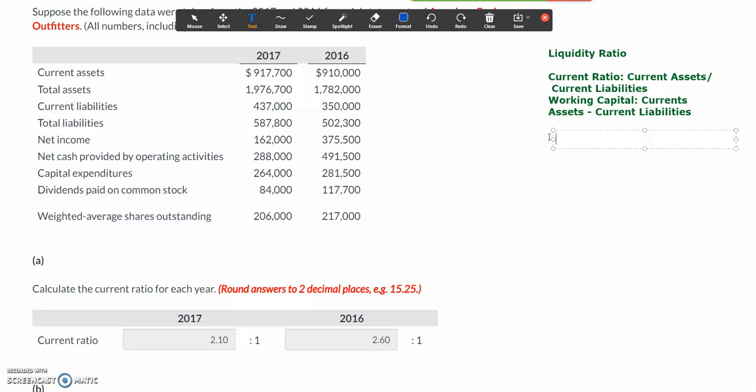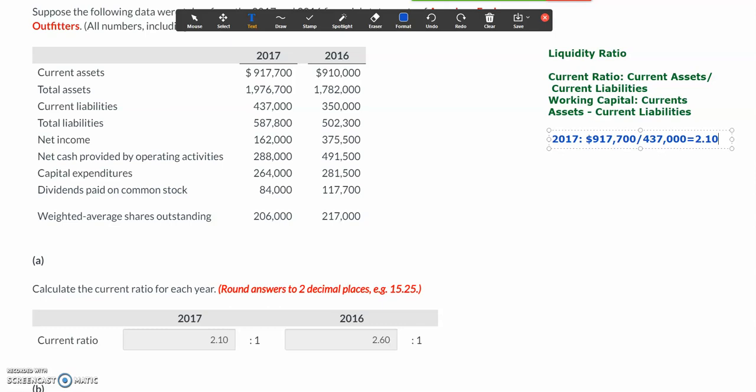So we're going to take our current assets, which will be 917,700, and we're going to divide that by our current liabilities, 437. And you should always have a calculator with you when you're working on items for your accounting classes. In your calculator, you will end up with 2.10.